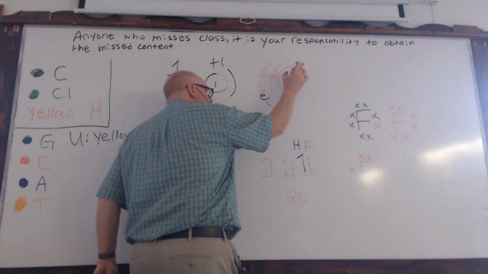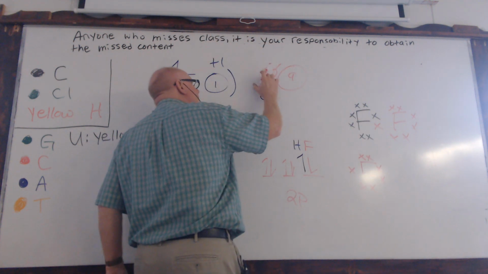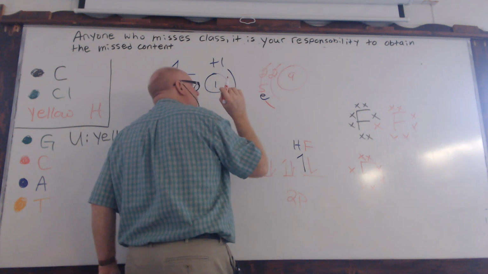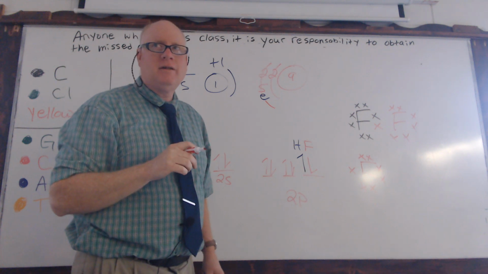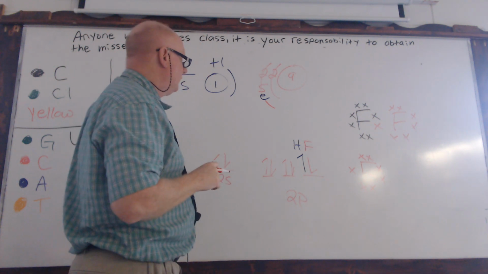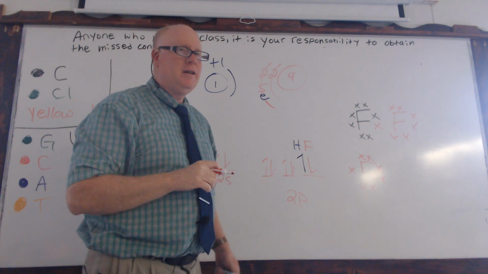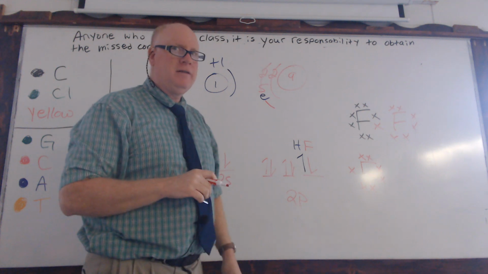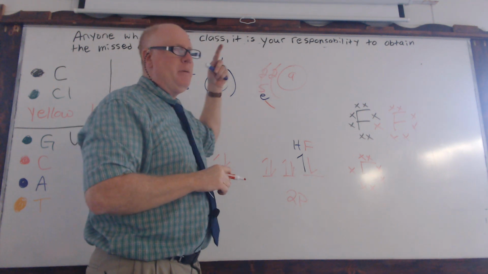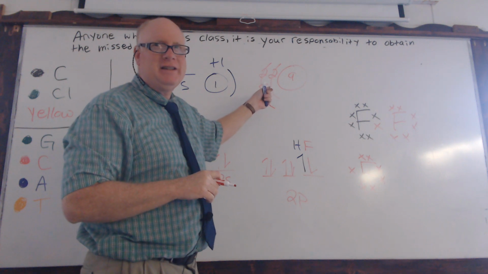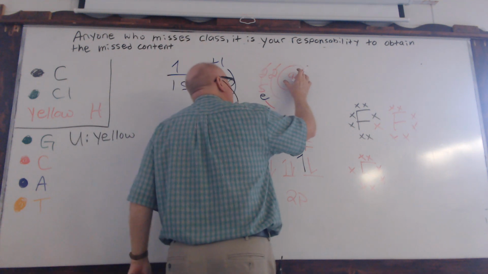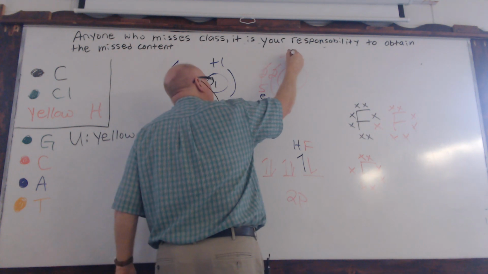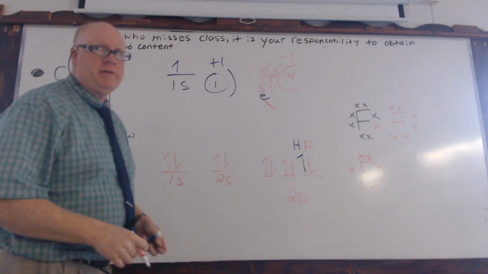Okay, how many positive charges are in the nucleus? How many negative charges are on the outside? There's 9 positive charges. How many negative charges are out here? 10. Okay? So if there is one more electron than proton, then this has a charge of negative. And again, that's where those numbers come from.